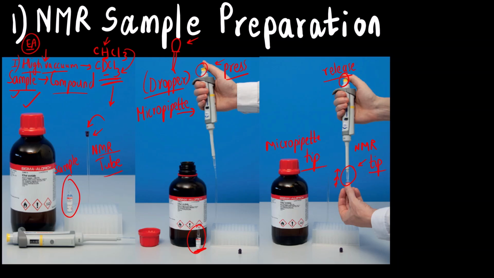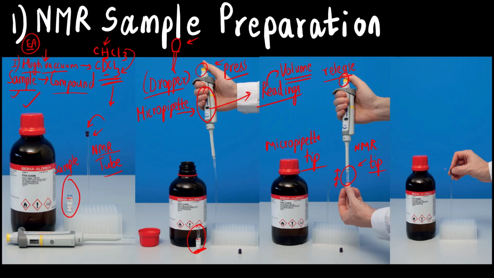In this micro pipette there are some readings that you can set, readings for the volume of the sample or the liquid that you want to withdraw. You can set that. And then you keep the NMR tube in the NMR tube holder. Suppose this is a cap and this is the NMR tube.